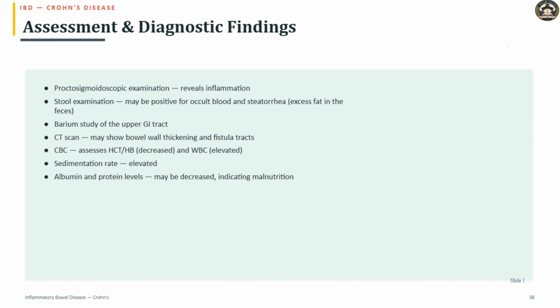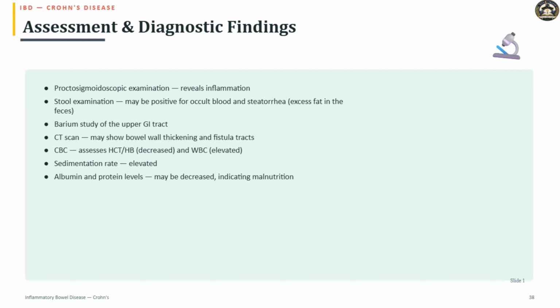Assessment and diagnostic findings for Crohn's disease involve several key investigations. A proctosigmoidoscopic examination can reveal signs of inflammation. Stool examination may be positive for occult blood and steatorrhea, indicating excess fat in the feces. Imaging includes a barium study of the upper GI tract and a CT scan, which can show bowel wall thickening and the presence of fistula tracts.